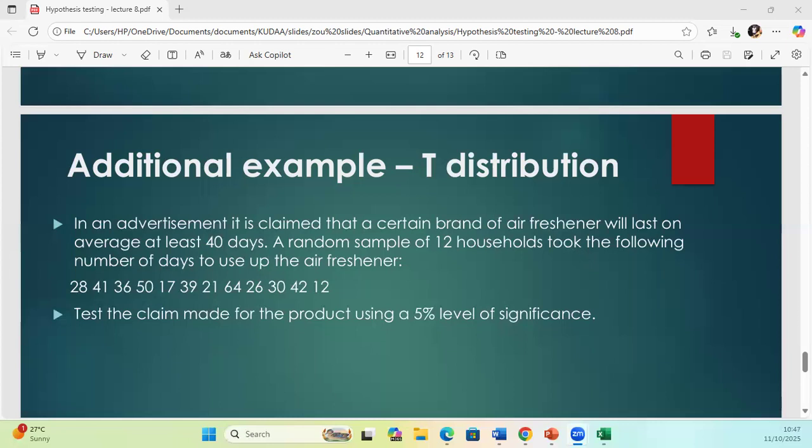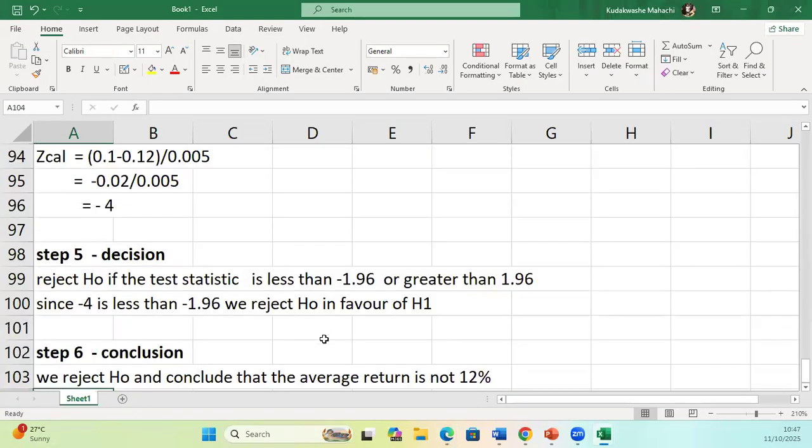So I was saying, in an advertisement, it is claimed that a certain brand of air freshener will last on average 40 days. So this is the claim that's being made. The claim is that it will last at least 40 days. So the alternative hypothesis in this case, if they are saying at least 40 days, it means variability from 40 days and above. And the alternative hypothesis opposes what the null hypothesis is saying. So let's go to our steps.